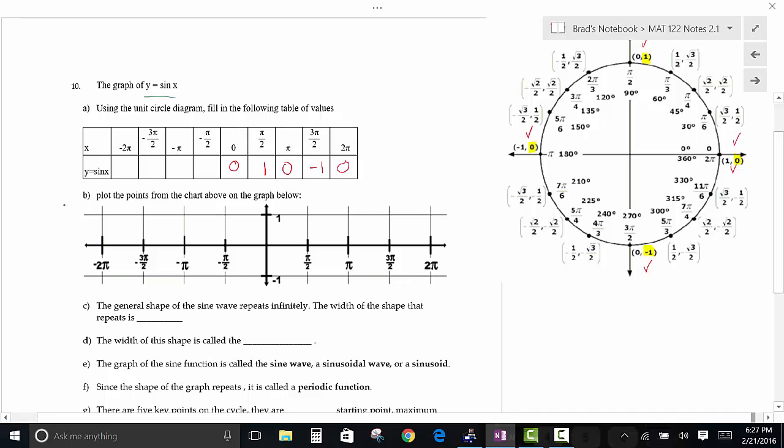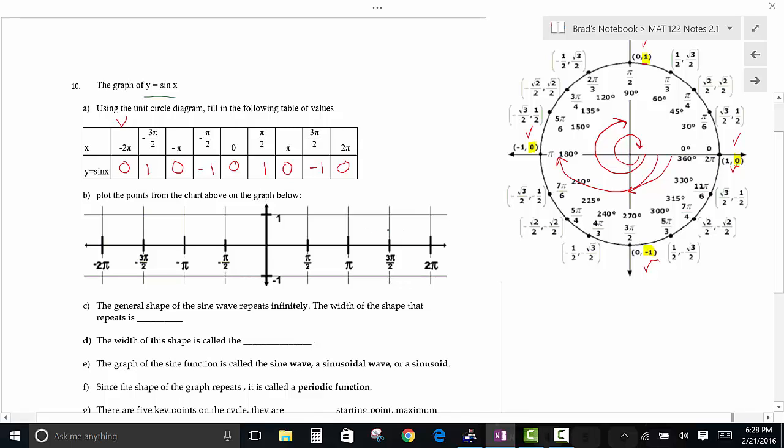If you looked at negative 2 pi, that just means you're going clockwise. If you went clockwise 2 pi units, you'd be back to a y value of 0. If you did negative 3 pi over 2, that would take you to this point, so that would be 1, and so forth. Negative pi is halfway around the circle clockwise, so that's 0. And negative pi over 2 is the same point as 3 pi over 2, so that's negative 1. Those are what we call key points on the graph of the sine wave.